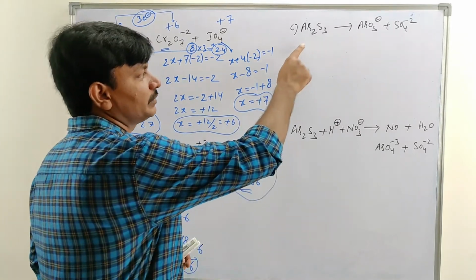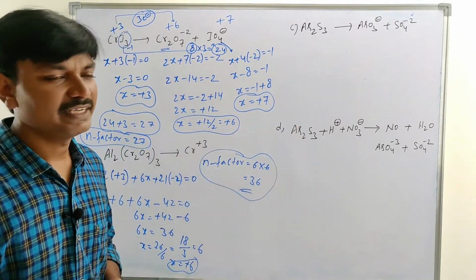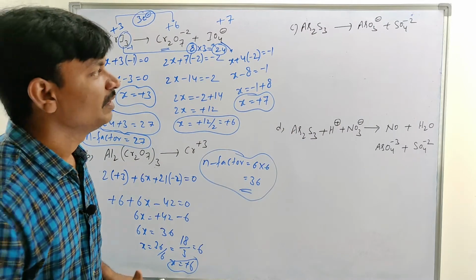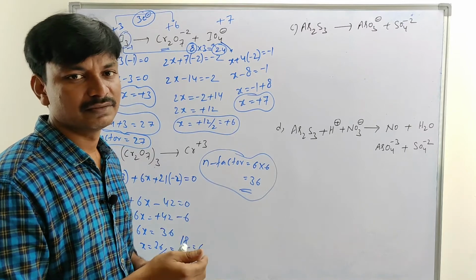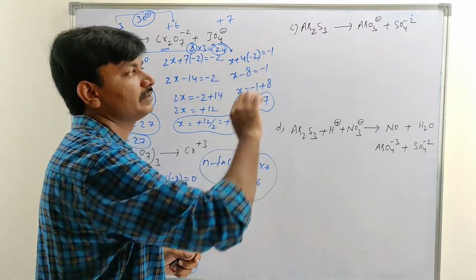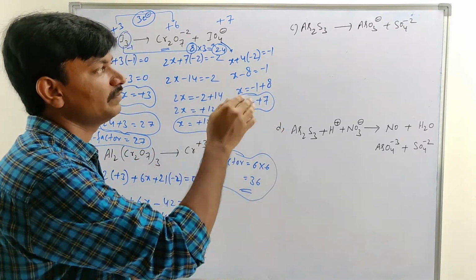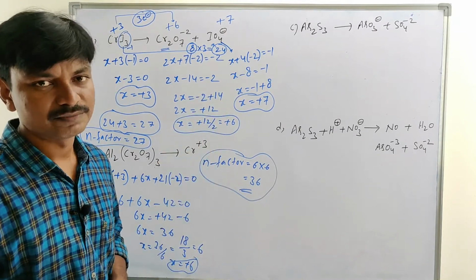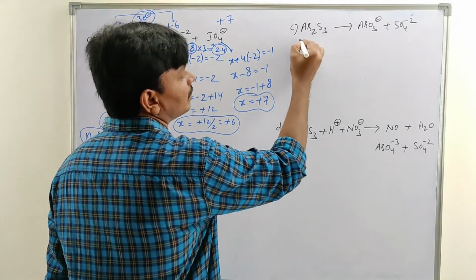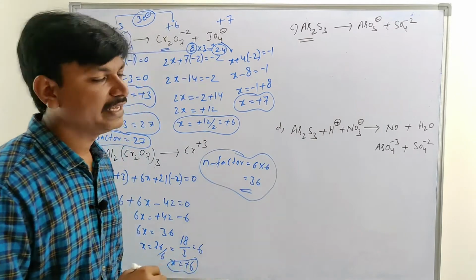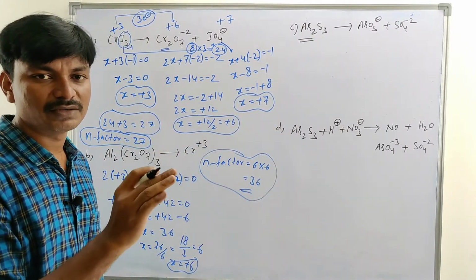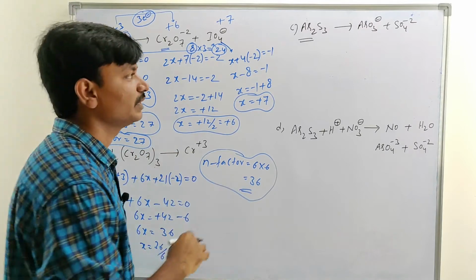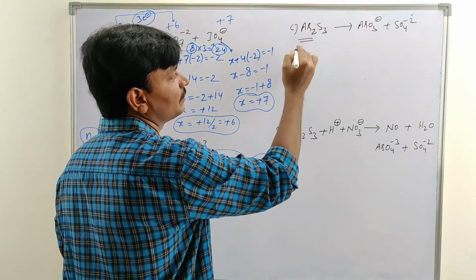Here it is As2S3 gives rise to AsO3 minus plus SO4 minus. Here it is As2S3, arsenic and sulfur, both atoms are present in As2S3. Then what is n factor value for third example? What is the oxidation number of arsenic in As2S3? Sulfur is a 16th group or 6th group element in periodic table. That's why minus 2 oxidation number of sulfur.